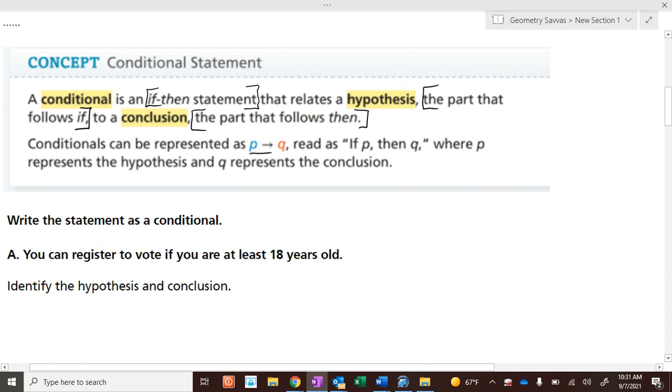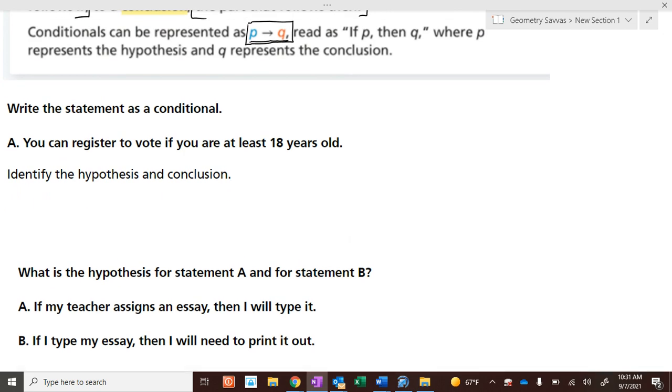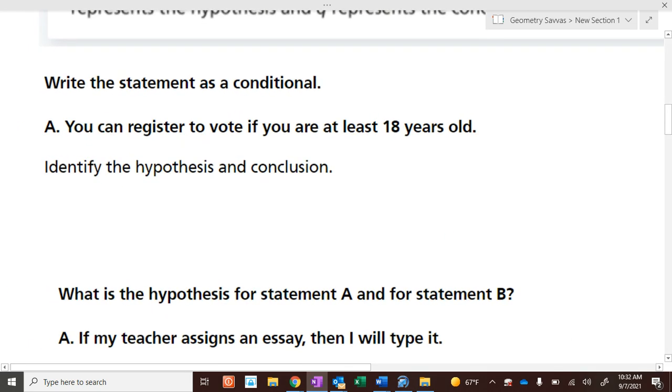So, conditionals are represented by P arrow Q, which means if P, then Q. Okay? So, we'll see different arrows and different symbols today. But when you see this, P, then Q, a letter earlier in the alphabet than a later letter in the alphabet, that means the hypothesis leads to the conclusion. Now, it says, write this statement as a conditional statement. You can register to vote if you're at least 18 years old. Well, what part's the hypothesis? Is it registered to vote or 18 years old?